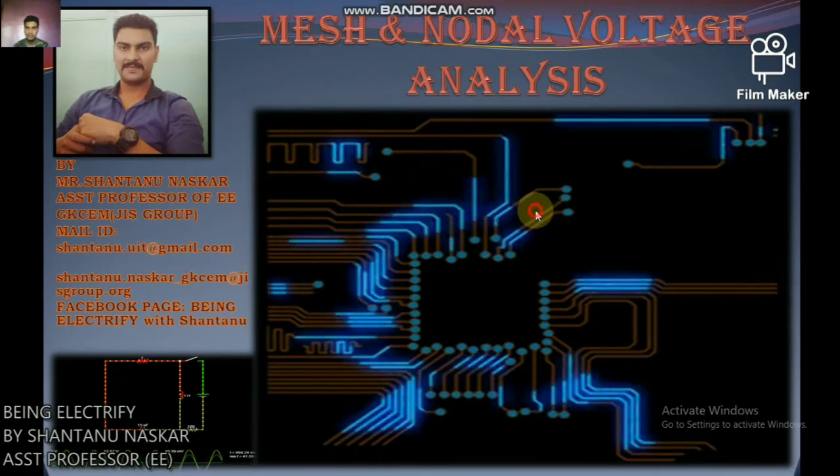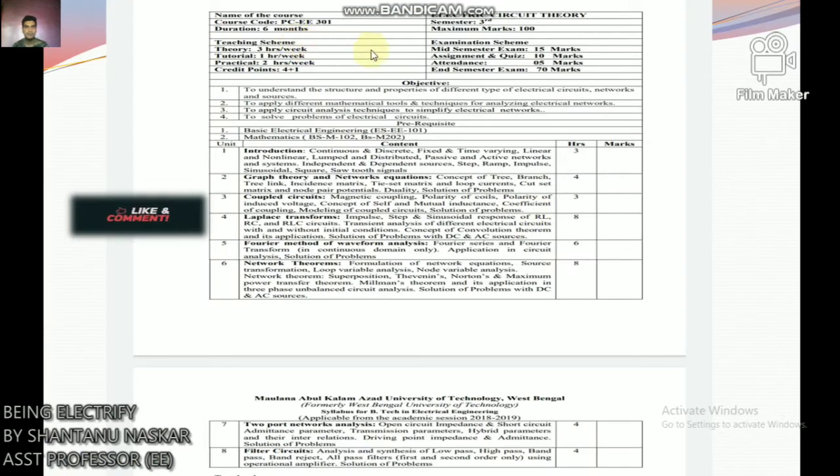So let's start. So here is your syllabus based on MAKAUT electrical engineering. The name of the course is Electric Circuit Theory. Semester is third semester, that means second year, course code PCW301, teaching scheme 3-hour lecture per week and 1-hour tutorial per week, and this is your practical 2-hour per week and credit point 4+1.